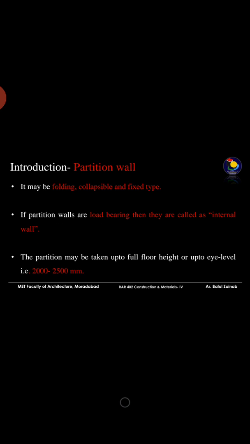It may be folding, collapsible and fixed type. If partition walls are load bearing, then they are called internal walls. The partition may be taken up to full floor height or up to eye level, that is 2000 to 2500 mm.